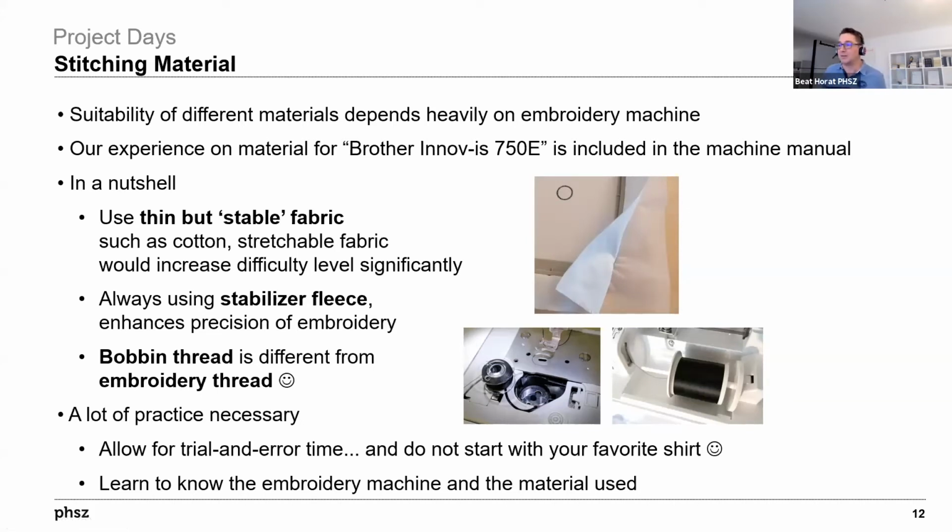You can't see this most of the time, and the embroidery thread would be the thing that is visible, that your needle stitches into the cloth. Okay. You need a little bit of practice for everything. You need to learn to know your machine, allow for some trial and error time. To start with, it's probably not as easy, but we will improve very quickly. But maybe don't start with your favorite T-shirt.